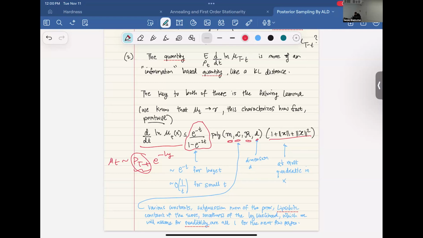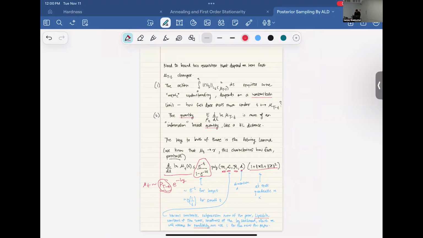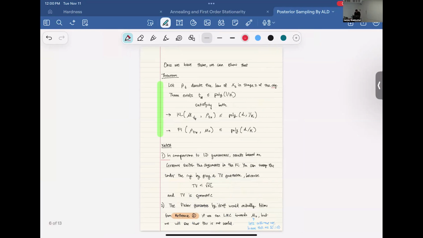The thing about this first term is that for large t, it's about e to the negative t, so it decays very quickly. And for very small t, it's about 1 over t, so it's actually polynomial in t for small t. I'm just going to assume that all of these constants, M, L, R, you can work it out exactly, but just for readability, we're going to assume that they are all constants. Let's say they're even equal to 1. In the appendix, I did work it out, and it doesn't really affect anything.